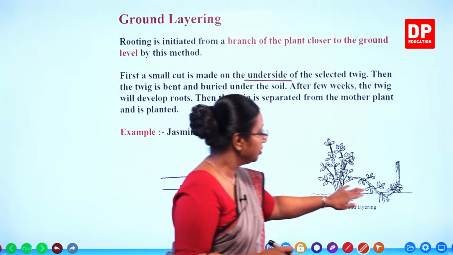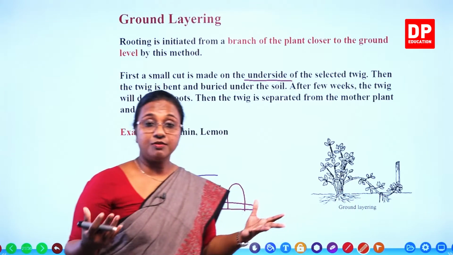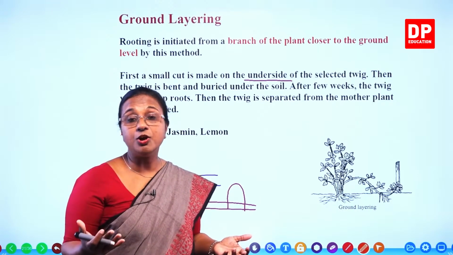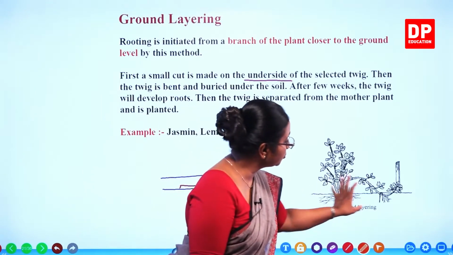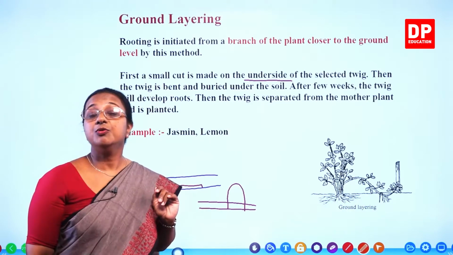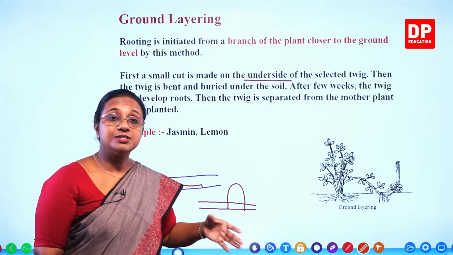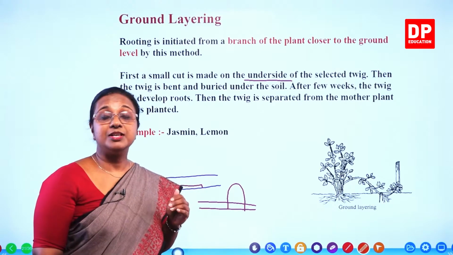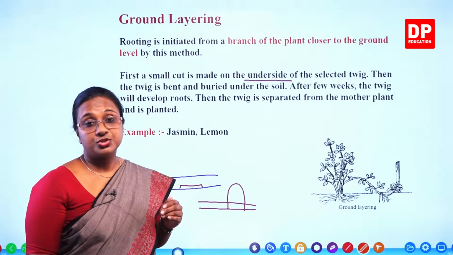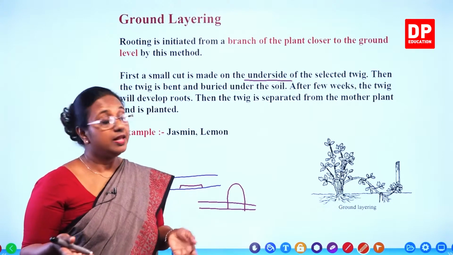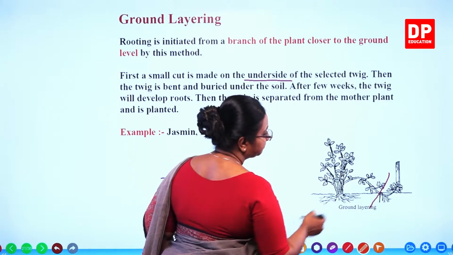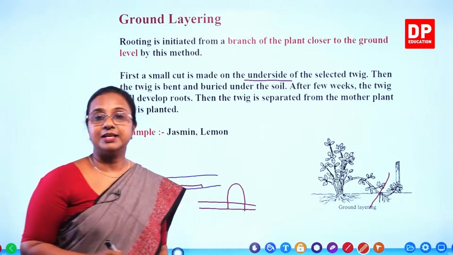Then we need to water it, not a lot of water, just a small amount of water, so that the soil does not dry off too much. Then of course you leave it like that for a few weeks. After a few weeks, if you pull out the twig, you can see the formation of roots. There will be roots formed. Then of course you can make a cut at this point, and you can replant it somewhere else.